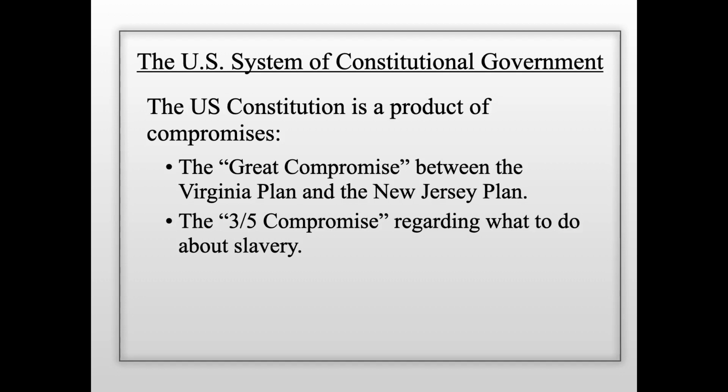So that Great Compromise settled the argument between the Virginia plan and New Jersey plan over how to set up the Congress, whether to base Congress on the idea of proportional representation, meaning a representative would be based on the proportion of the population of each state, or should it be based on equal representation? Every state has the same number of representatives. So that was a big compromise.